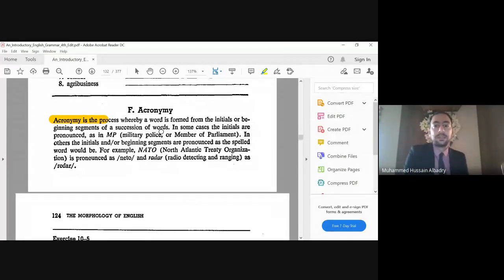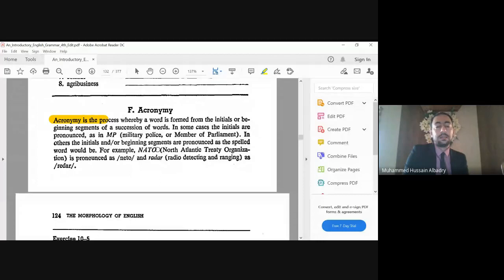In some cases, the initials are pronounced. MP, for example, military police. Okay? Abbreviation we have here. The first letter. The beginning, initial. MP, member of parliament. We say MP, member of parliament. FIFA, UNESCO, NATO, which is North Atlantic Treaty Organization.